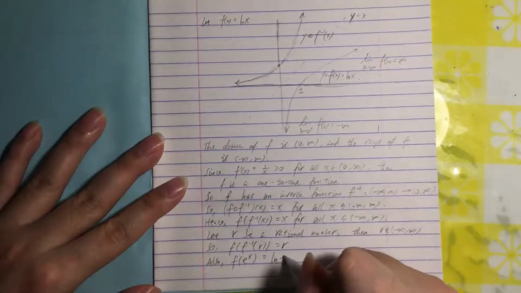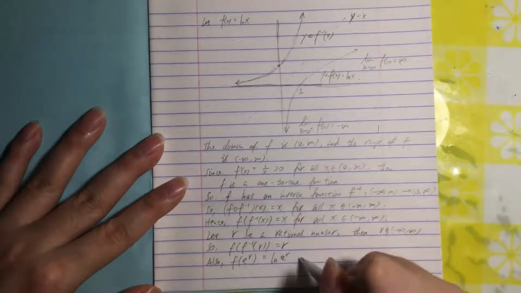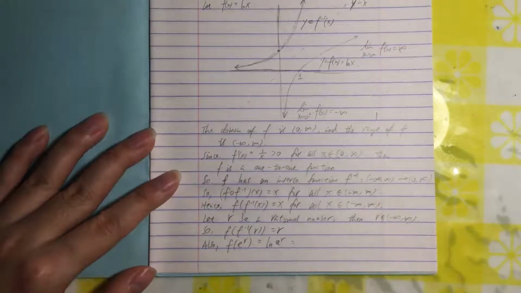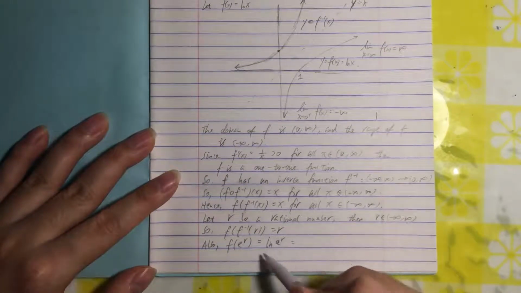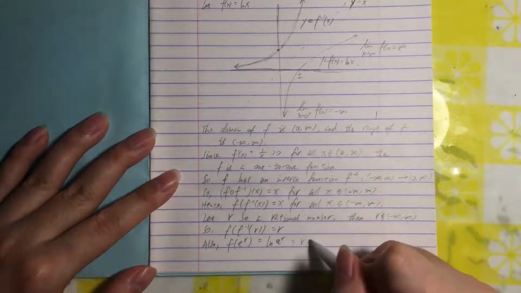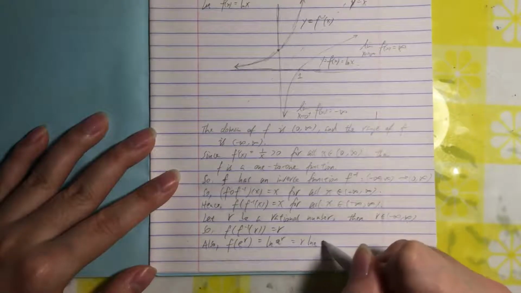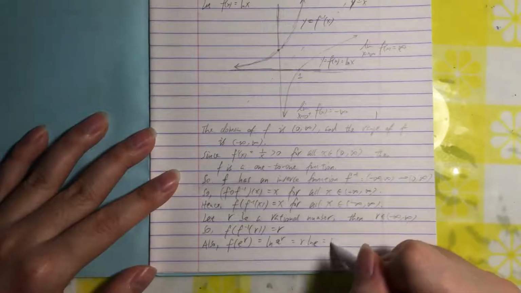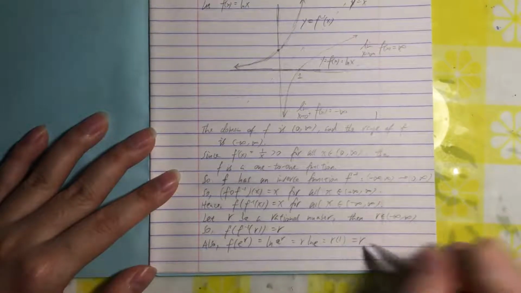So I get ln of e to the power of r. Then, by the rule of logarithm, we can bring the exponent to the front. I get r times ln of e. We know that ln of e is 1. So that also equals r.